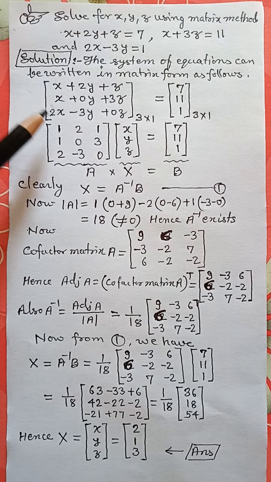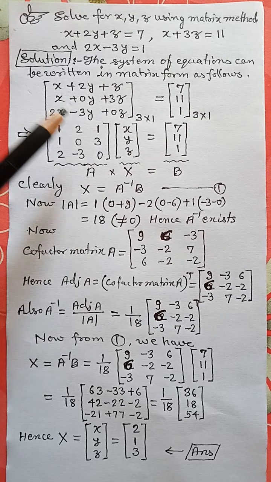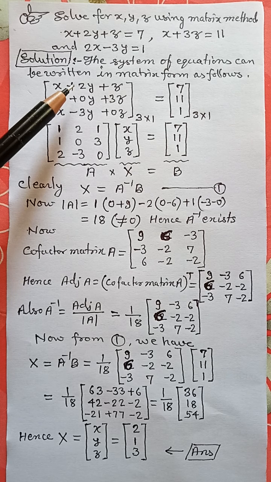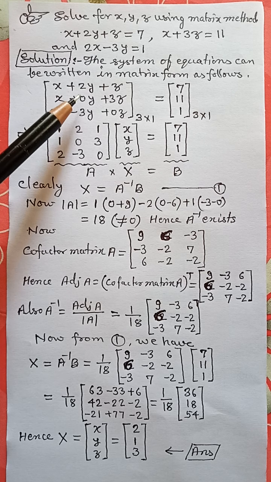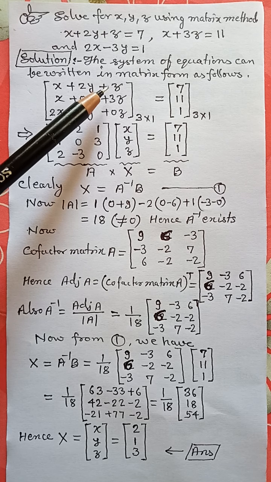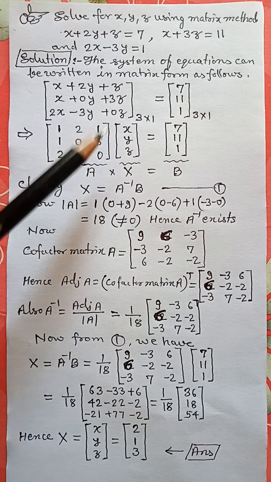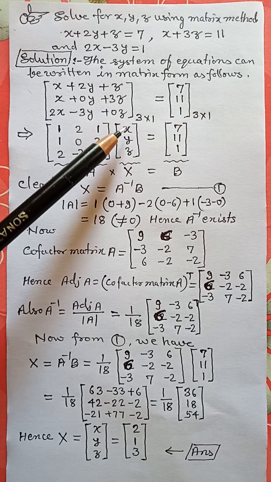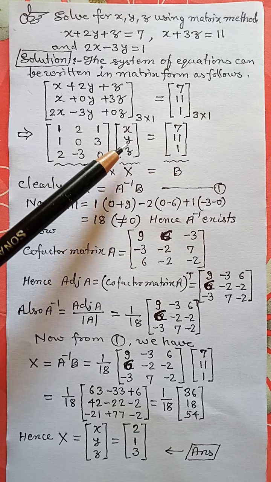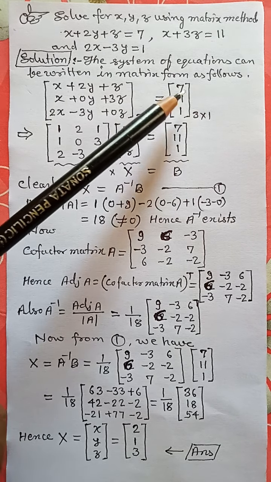Now this matrix can be written as the matrix of coefficients. That means here the coefficients of x are 1, 1, 2. The coefficients of y are 2, 0, minus 3. Similarly the coefficients of z are 1, 3, 0. And this is the matrix of variables x, y, z. This is equal to this matrix.